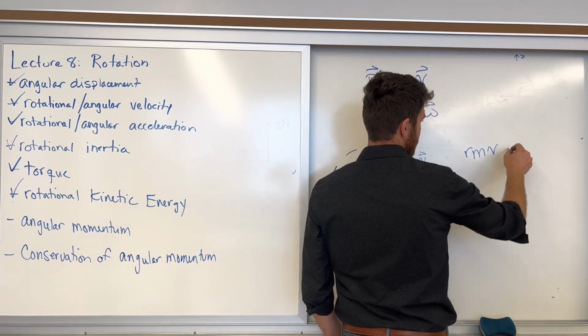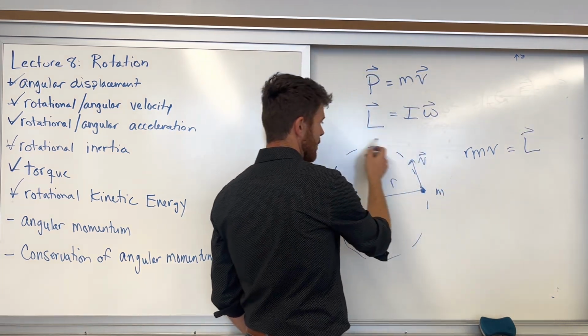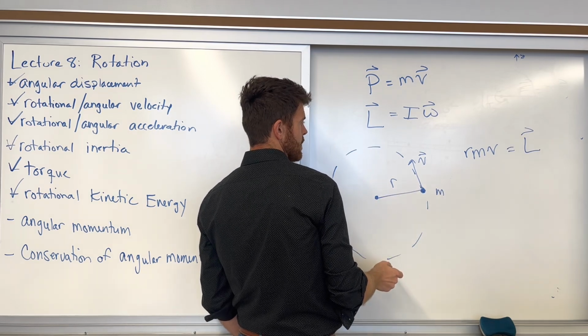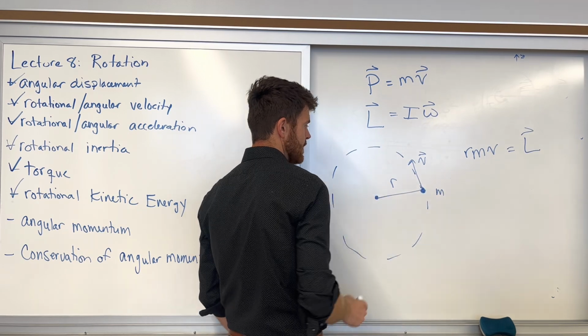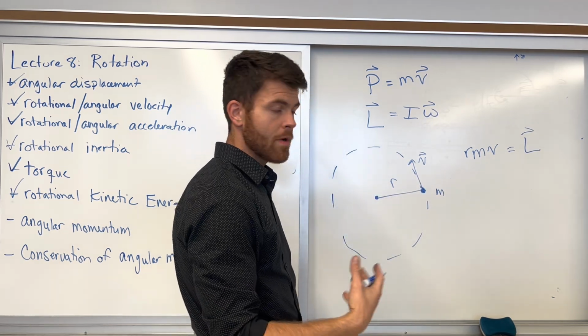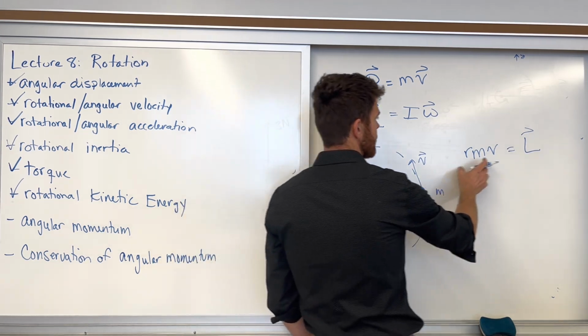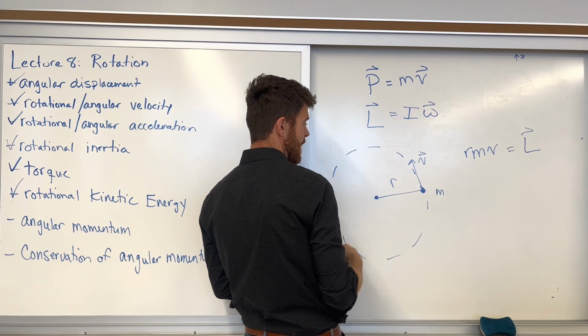This is the angular momentum of a singular object rotating about a point. So like a satellite in space or a planet orbiting a star. This is how you find the angular momentum. In what direction is the angular momentum? Well, it points along the rotational axis.